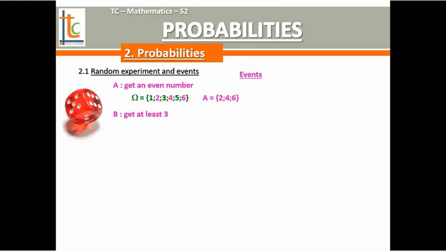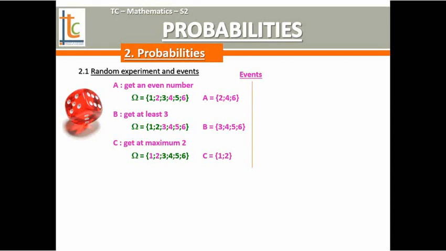The event get at least 3 contains the elements 3, 4, 5, 6. So it's another subset of omega. And the event get at maximum 2 is the subset {1, 2}. So each time you define an event, it will be a subset of omega. Or it could be an impossible event, so the empty set, or omega itself. It depends on the definition of your event.